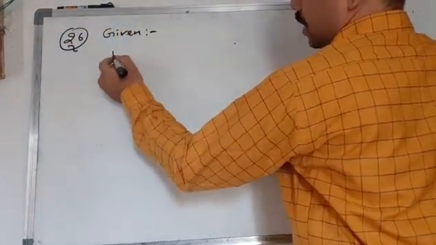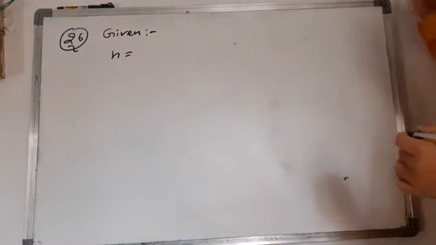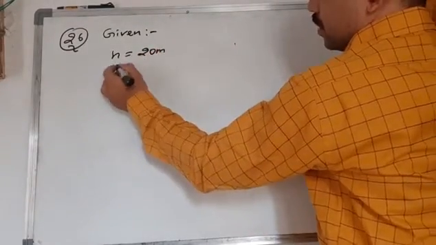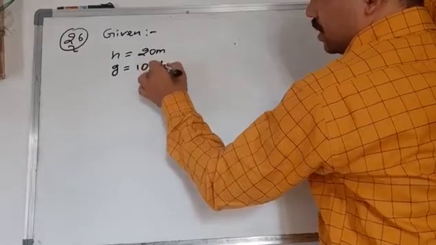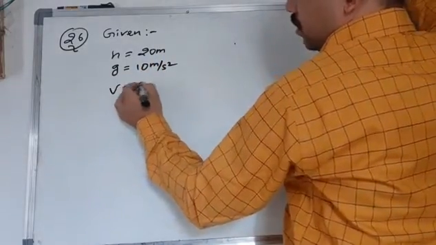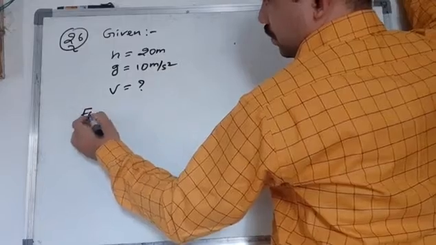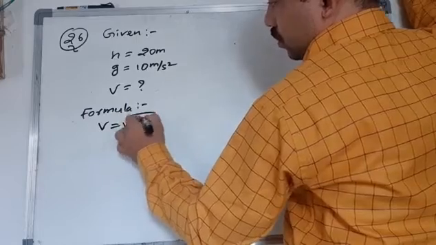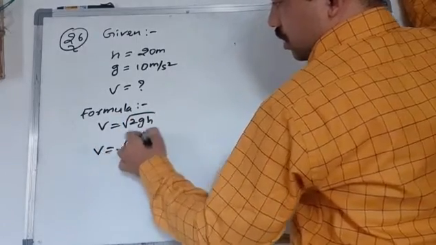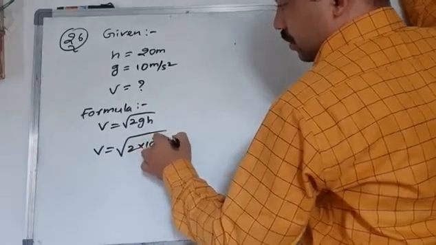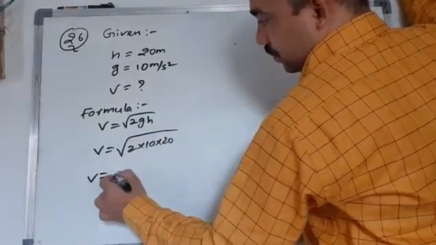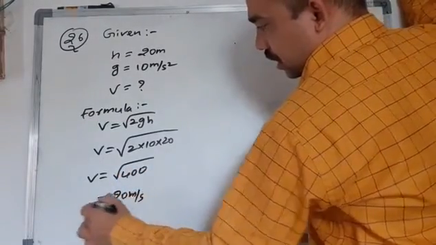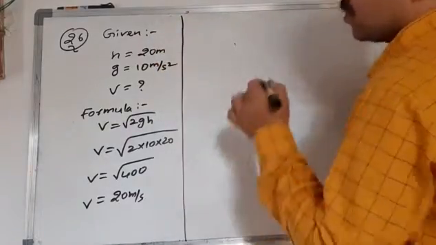So 26th problem. First, given data: what is given? Given that h is equal to 20 meters, g is equal to 10 meter per second square. We have to find v is equal to how much? So our formula is v is equal to root 2gh. So v is equal to under root of 2 into 10 into 20. So this is equal to root 400, that is equal to 20 meter per second. So this is the solution.